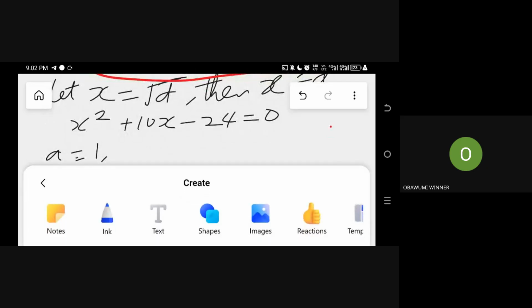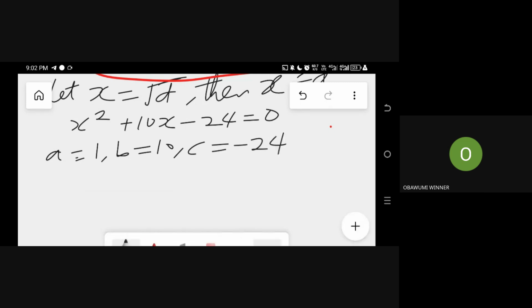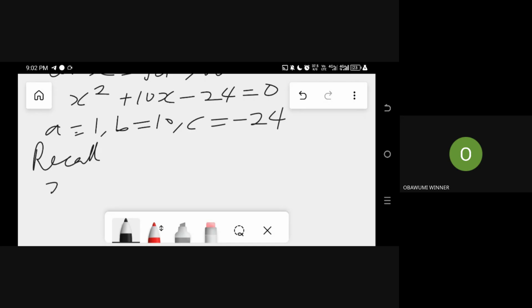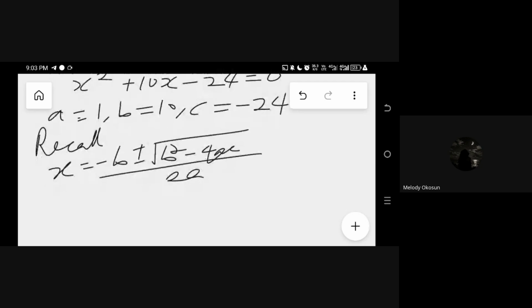So then our A here is now 1, then the B is positive 10, and C is minus 24. If we are to solve this, don't forget, always write out the formula you're using. Recall that S is equal to minus B plus or minus the square root of B square minus 4AC, over 2A. So that's the formula you're using.